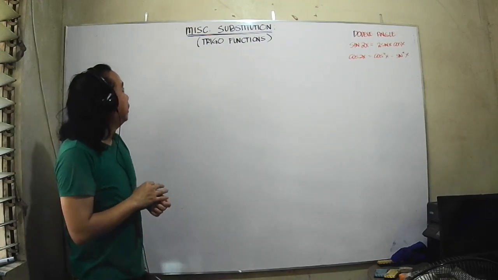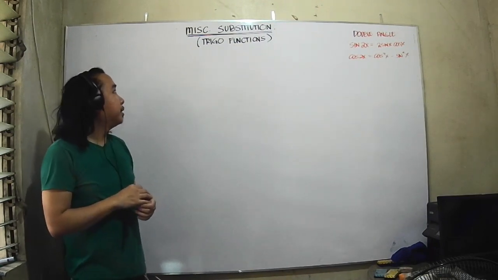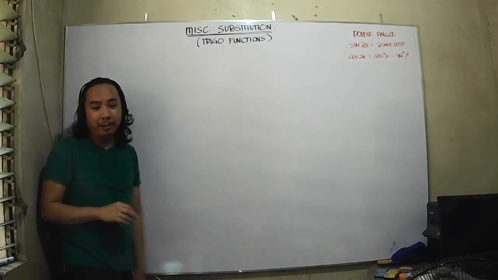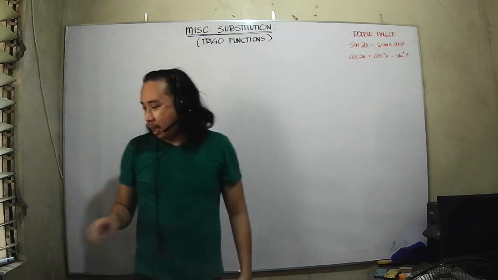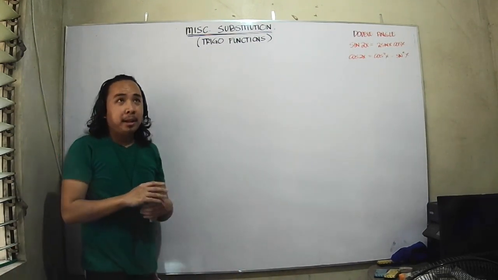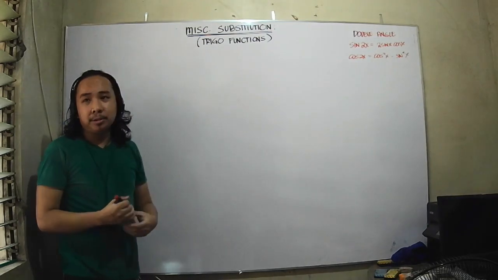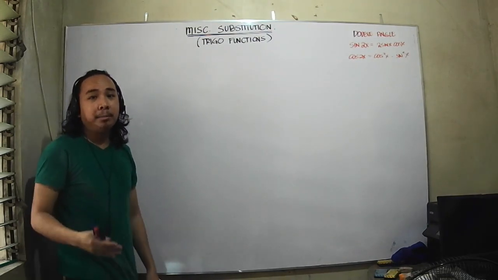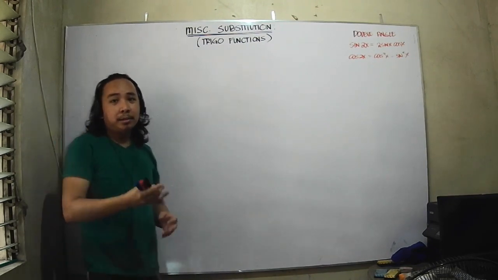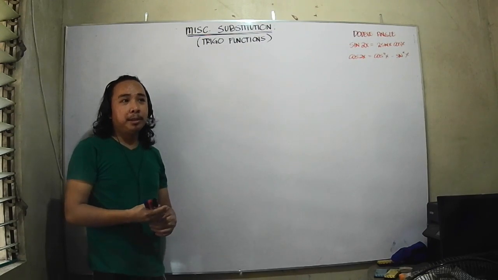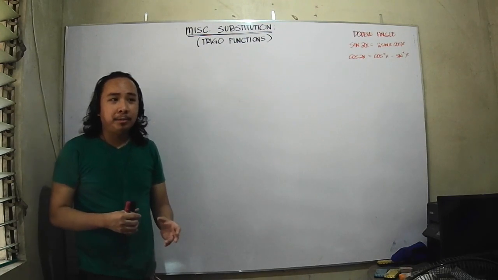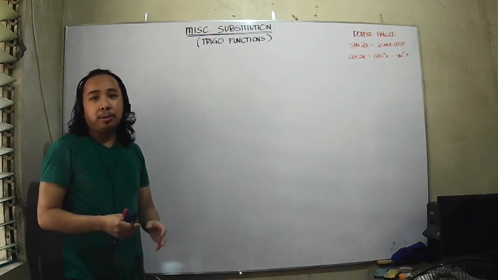So we're dealing with the miscellaneous substitution technique, but this time focusing on trigonometric functions. In the first part of our discussion on miscellaneous substitutions, we were dealing with functions that are algebraic in nature, particularly functions involving polynomials with fractional powers, like square roots or cube roots.